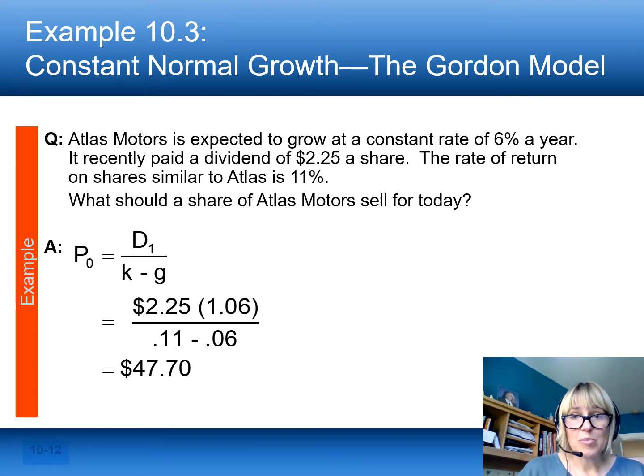And then we've got our expected rate of return, 11%, and 6% as our growth rate. If we calculate it out, we would expect Atlas Motors to sell for $47.70 per share today.